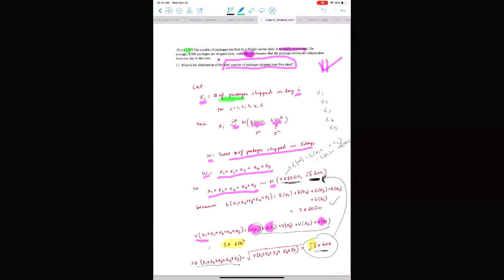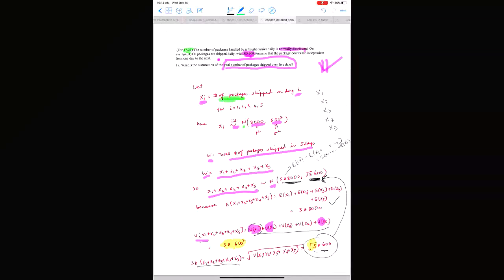Okay? Now my question for you is, is that a continuous distribution or is that a discrete distribution? The number of packages, is that a continuous distribution or is that a discrete distribution? Can you tell me, please? Discrete, exactly. That's a discrete distribution. You're right.